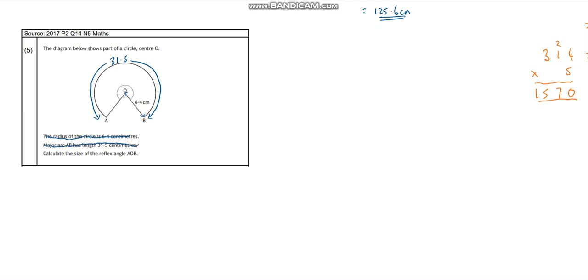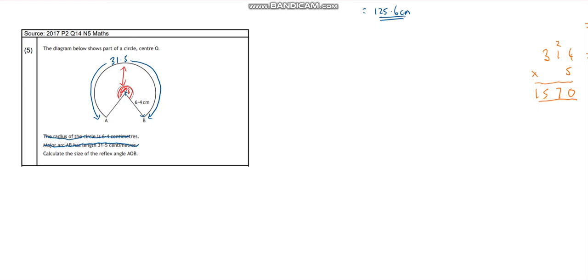Calculate the size of the angle. So it wants to know this bit in here. So the size of the angle, the reflex angle. So again, reflex bigger than 180. It's giving you a clue, but it's the angle that's opposite the part you know. So it's not asking for the smaller angle in there, it's asking for the one opposite.